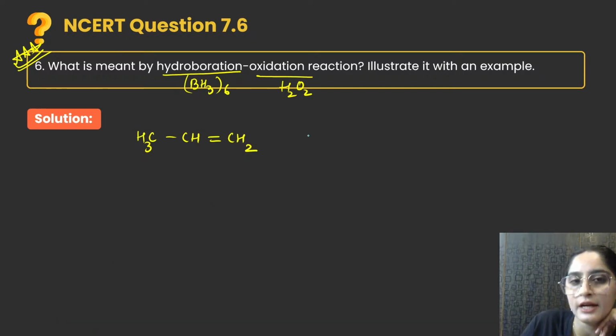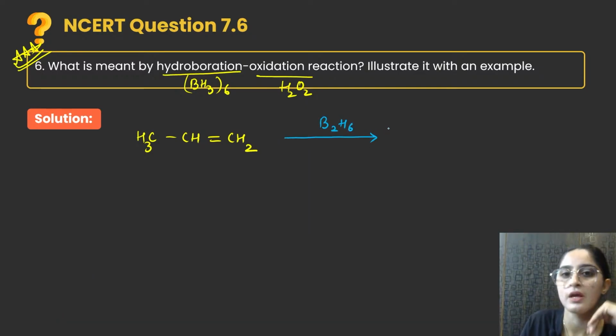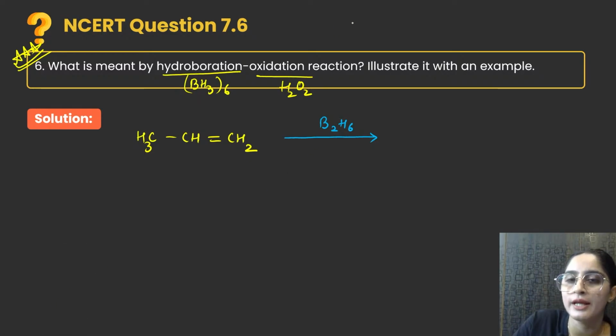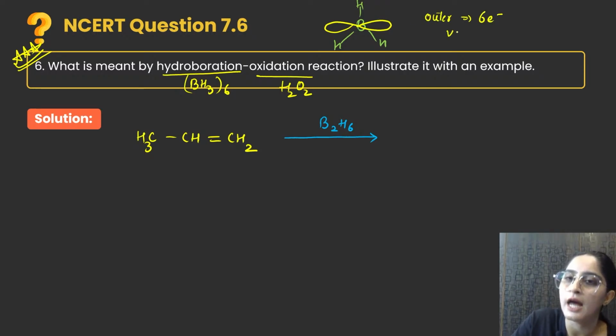Now you tell me that if I use diborane, that is B2H6, what is so special about diborane? Diborane has, if you talk about one borane, BH3, vacant orbitals. Why? Because in the outermost shell it has 6 electrons. That means it has a vacant orbital. It is electron deficient. It needs more electrons, right? So it is electron deficient.